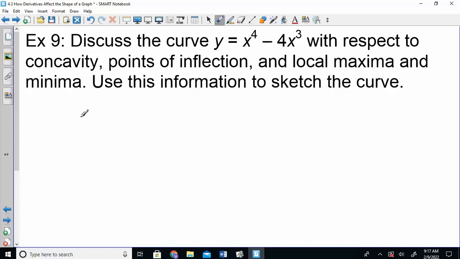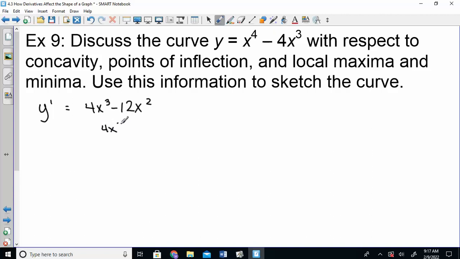So let's kind of start this problem. We're going to begin with our maxes and mins, or our increasing, decreasing. So we have to find the critical points. So we do our first derivative. So that would be 4x cubed minus 12x squared.